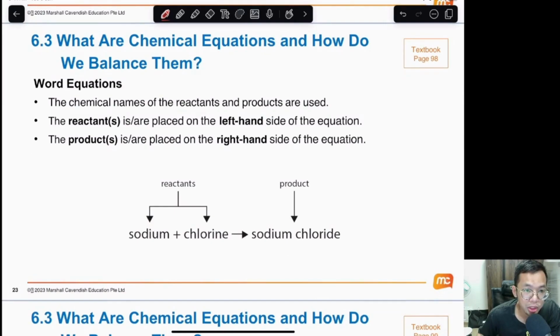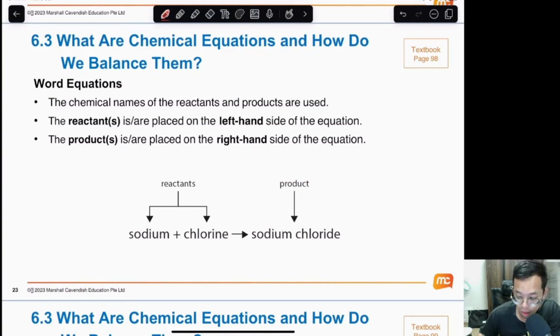So these are word equations. The chemical names of reactants and products are used. Reactants are placed on the left hand side of the equation while products are on the right hand side. If you're not so sure what reactants are, reactants are basically substances that you put together to react together to form a product, which is the right hand side. In this case, your reactants are sodium and chlorine, and your product is sodium chloride. So this is a word equation. Everybody should know how to write down a word equation.